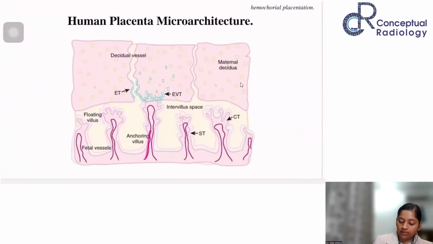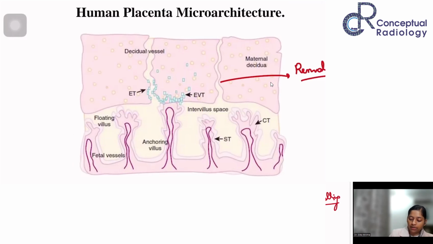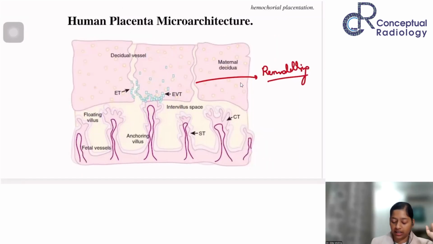In the villus, you have the fetal vessels. Then we have certain cytotrophoblasts, which are known as the extravascular trophoblasts, which help in remodeling of the maternal vessels. And if this does not happen, then preeclampsia and other related complications like FGR can take part. So this is how the vessels will become dilated, the resistance and impedance will decrease, and the maternal fetal circulation will set up. This is how it happens.